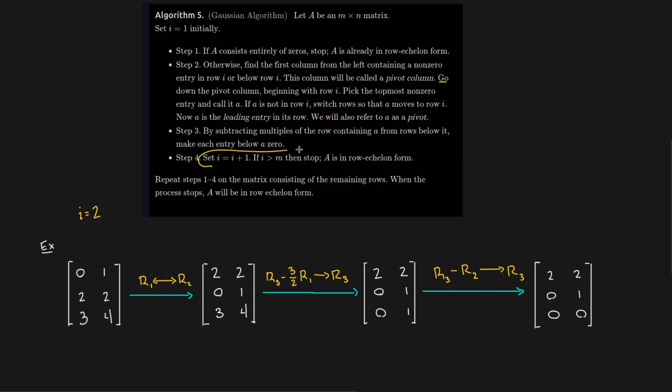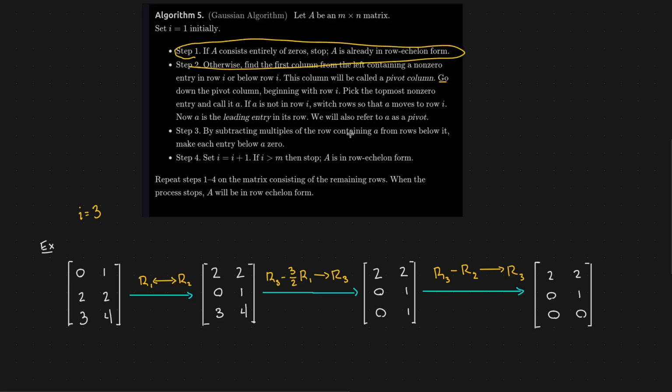Step 4, set I to I plus 1. So now I'm going to add 1 to I again. If I is greater than the number of rows, then stop. Well, I is equal to 3. It's not greater than the number of rows. It's equal to the number of rows. So let's repeat.